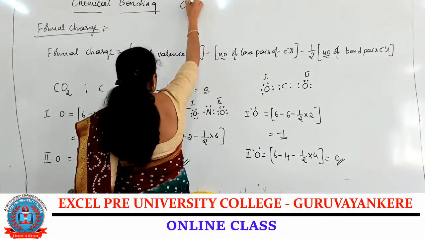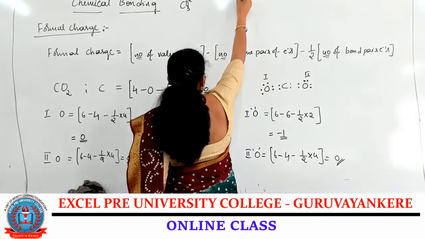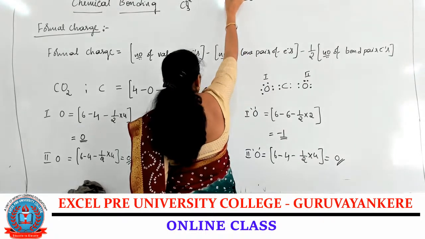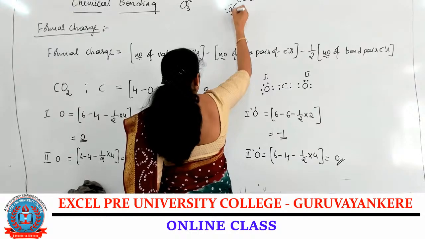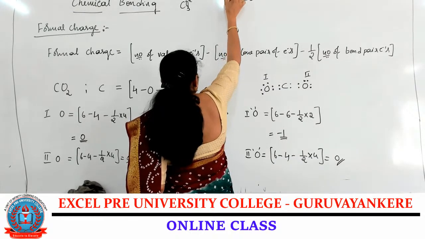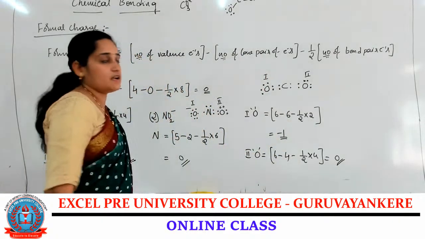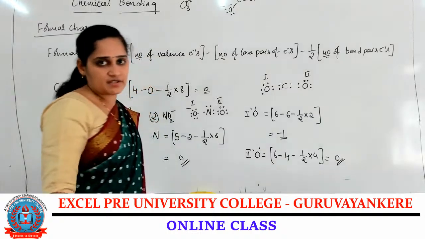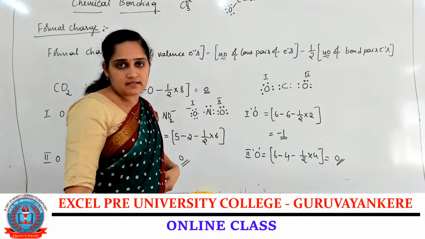Another example, CO3 2 minus. This CO3 2 minus, you can write it as C double bond O, single bond O, single bond O, with lone pairs of electrons on the oxygen atoms, 3 each, 6 electrons, 1, 2, 3, 4. So this is the structure of a carbonate ion according to the Lewis dot structure.